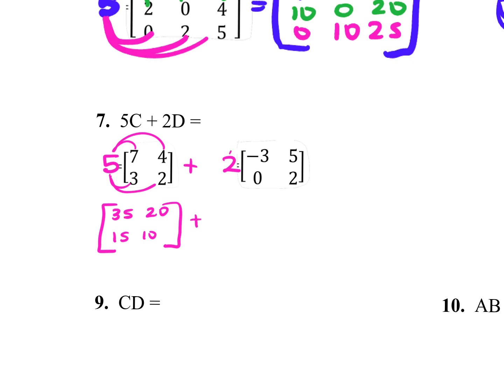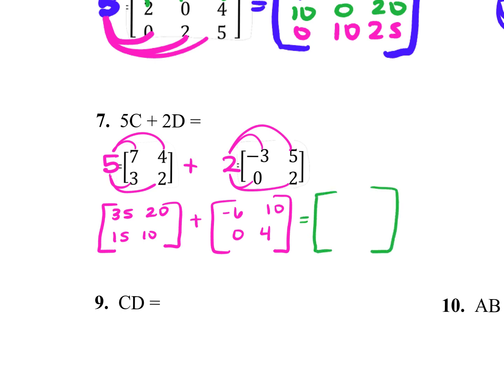And then we add to that, 2 times a -3 is -6. 2 times 5 is 10. 2 times 0 is 0. And 2 times 2 is 4. So now you have this 2 by 2 plus a 2 by 2, which is going to equal a 2 by 2. So 35 plus a -6, that's 29. 20 plus 10 is 30. 15 plus 0 is 15. And 10 plus 4 is 14.